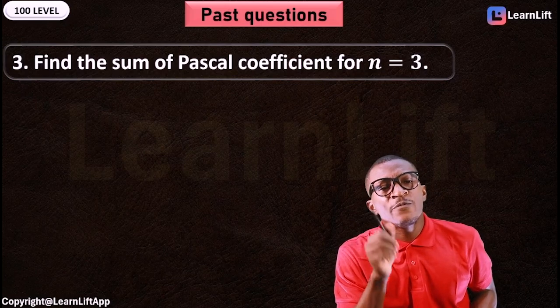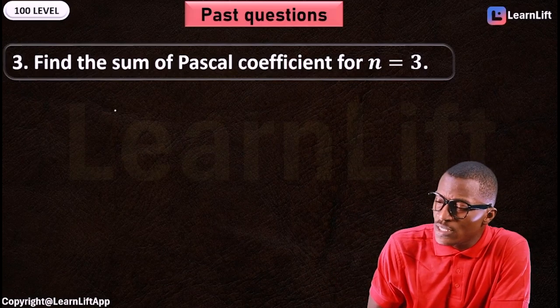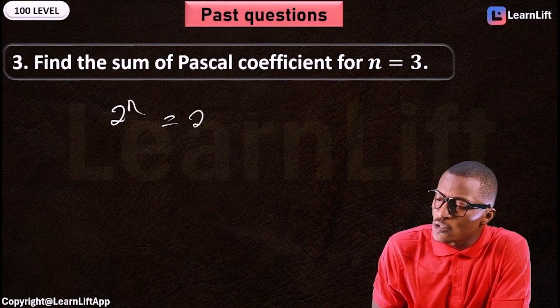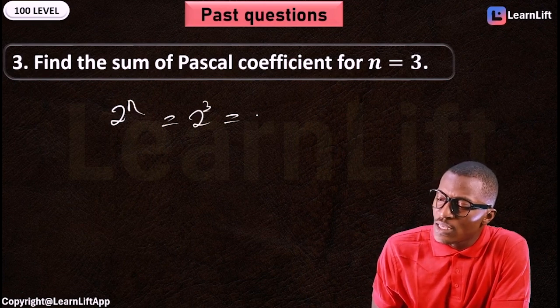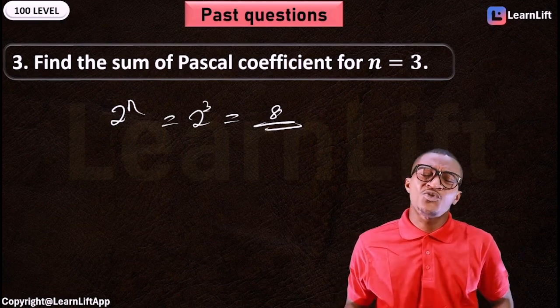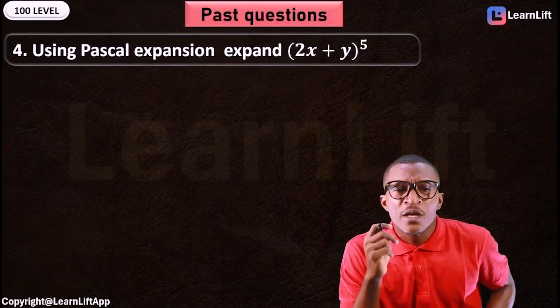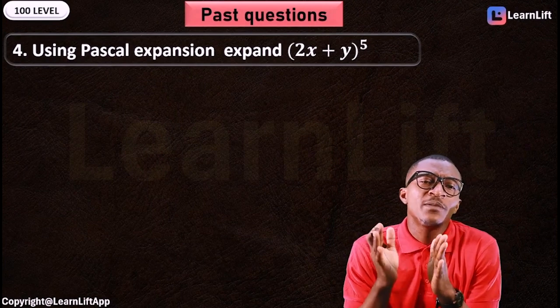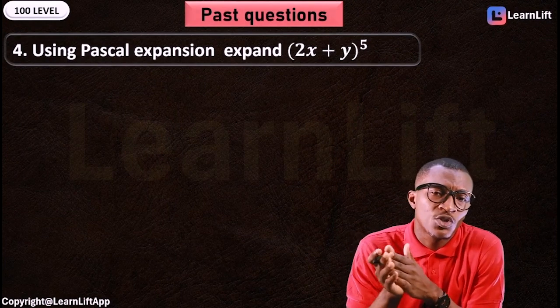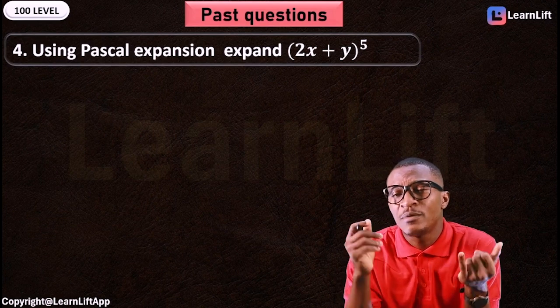Now, another question says, find the sum of Pascal coefficients when n is equal to 3. Just use 2 raised to power n, which is 2 raised to power 3. What's 2 raised to power 3? That's 2 times 2 times 2, which is equal to 8. Do you understand that? Very, very simple. Now, we're not supposed to expand using Pascal expansion here. We're going to do this in our next class because it needs a separate explanation.